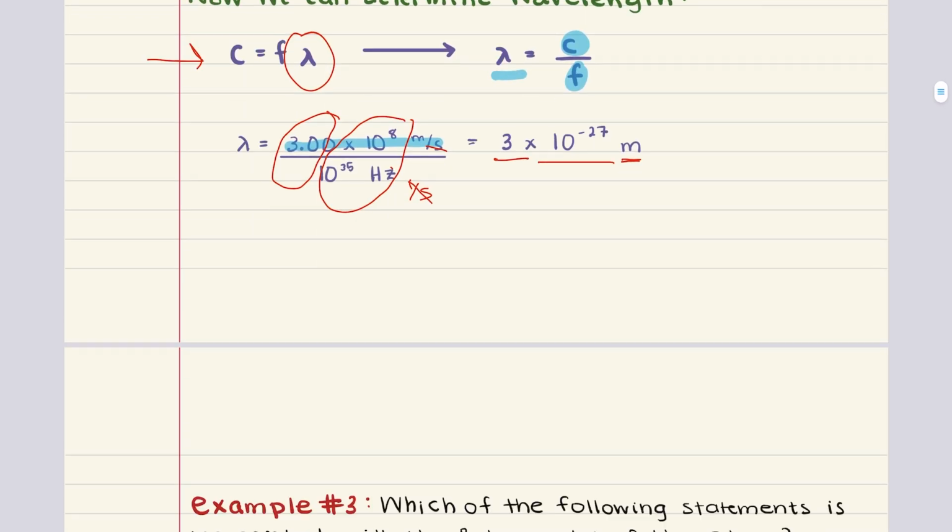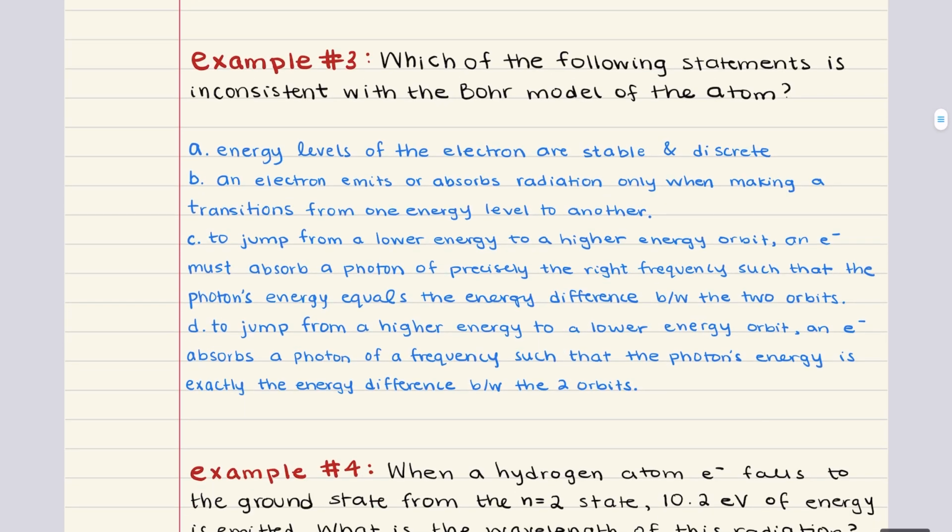Let's do problem 3 next. Problem 3 says, which of the following statements is inconsistent with the Bohr model of the atom? As a friendly reminder, the Bohr model of the atom describes electrons as existing in stable discrete energy levels or orbits around the nucleus.